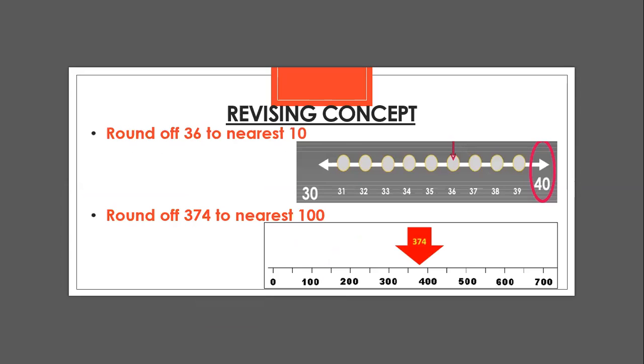You might have been rounding off the numbers in your previous classes. Your teacher might have asked you to round off 36 to the nearest 10 or 374 to the nearest 100, and you might be making a number line, and then checking which number it is lying closer to, 400 or 300, or in case of 36 you might have been doing so. Your teacher might have been telling you the rules as well on how to round off the numbers. So let's see the rules, how rounding off can be done.